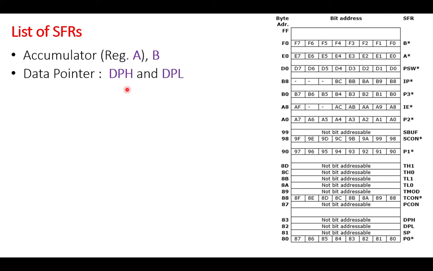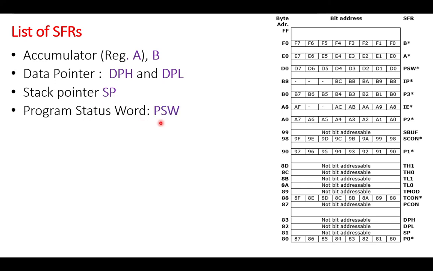DPTR is one 16-bit register which is divided into two 8-bit registers, data pointer high, that is DPH, and data pointer low. So this 16-bit register which is split into two 8-bit registers is also a special function register. Stack pointer, which points to the last memory location in stack memory, is also one of the special function registers. Program status word, which is also called the flag register, is also a special function register which has the address D0, which is shown here.